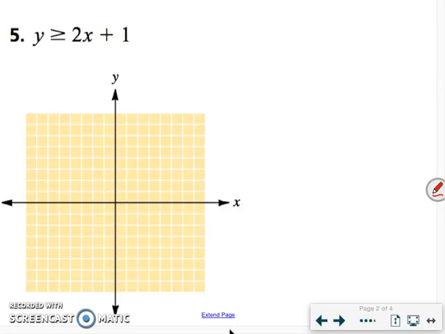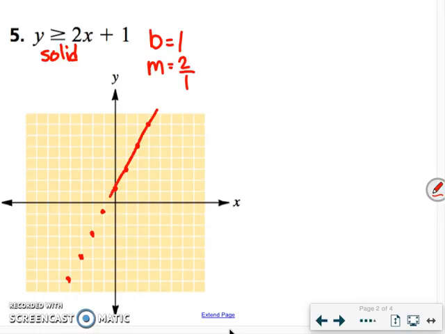And we want to start at positive 1. So our b value is positive 1 and our slope is 2 over 1. So we want to start at positive 1 and then go up 2 and forward 1. Up 2, forward 1. And then make the same kind of backwards movements. So we get lots of points. And then we decided we're going to have a solid line because of the inequality symbol. So we're going to go ahead and connect all the dots with a solid line.